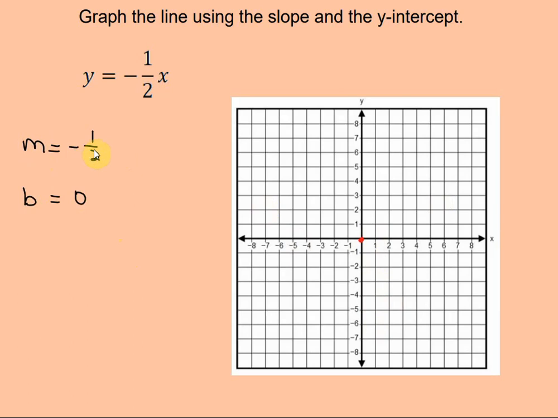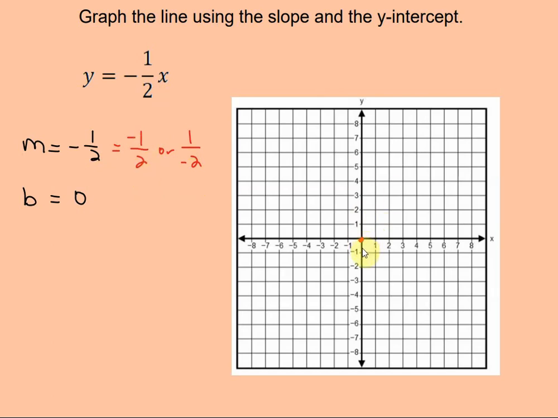So when we have a negative slope, we need to put our negative sign either with the numerator or with the denominator, but not both. If I put my negative sign with both my numerator and my denominator, that would be a negative divided by a negative, which would mean that it's positive. So I need to choose either my numerator or my denominator to put my negative sign on, and that would make my slope negative.